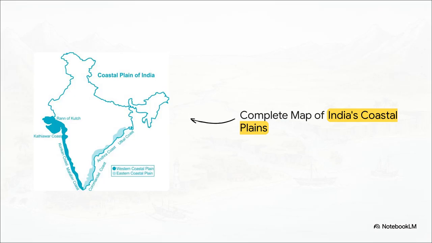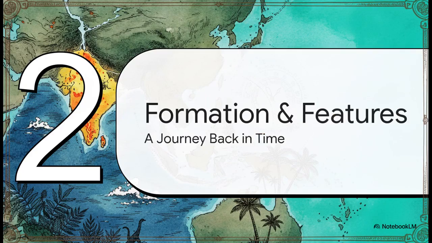Dhyan se dekho. The coastal plains run along both sides of the Indian peninsula. On your right, the eastern coastal plains run parallel to the Bay of Bengal. On your left, the western coastal plains run parallel to the Arabian Sea. They literally wrap right around the southern half of our country, framing it perfectly between the ocean and the mountains. Moving on to Section 2, Formation and Key Features.